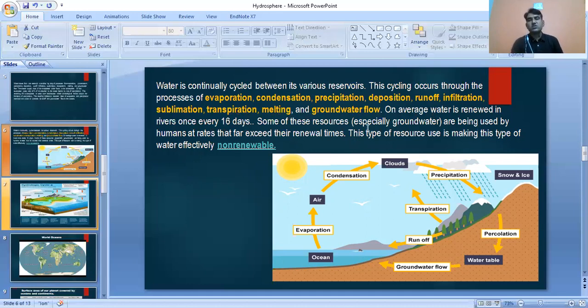Some of these resources, especially groundwater, are being used by humans at a rate that far exceeds their renewable times. This type of resource use makes this type of water effectively non-renewable. So what this says, look, we have two types of energy. One is the renewable energy, another is the non-renewable energy. Renewable energy is that which regenerates, which is reborn, which reoccurs.